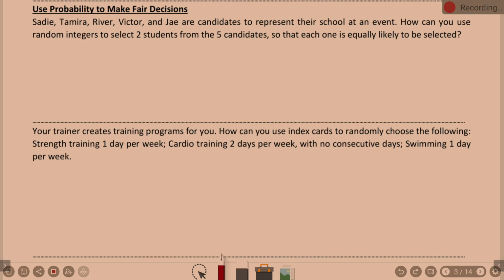My notes say assign a number to each student, 1 through 5. And then I went with the idea of use a random number generator. Like on our calculator, there are ways on calculators where you can ask it to give you a random number 1 through 5. So you could generate a random integer that way. That's not really a whole lot different than drawing a piece of paper out of a hat, is it? It's the same idea. So that's all we're asking to do here.